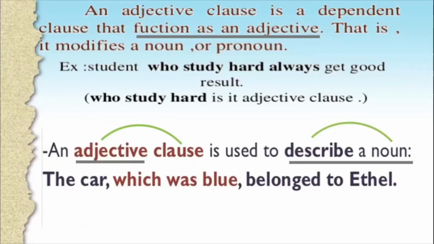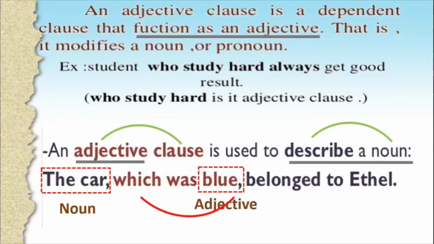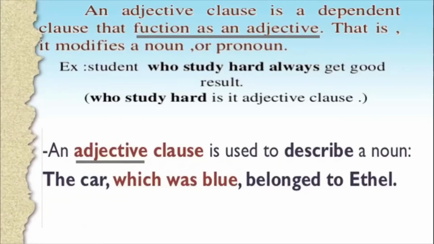Let us look at an example. The car. Here the car is the noun. What car? The car which is blue. So blue is the adjective, and which was blue is the adjective clause. Like I told you, you can also say the blue car belonged to Ethel. That was also correct. But since we are learning clauses here, we are turning this adjective into an adjective clause, and I am teaching it to you. Once again, an adjective clause is used to describe a noun.